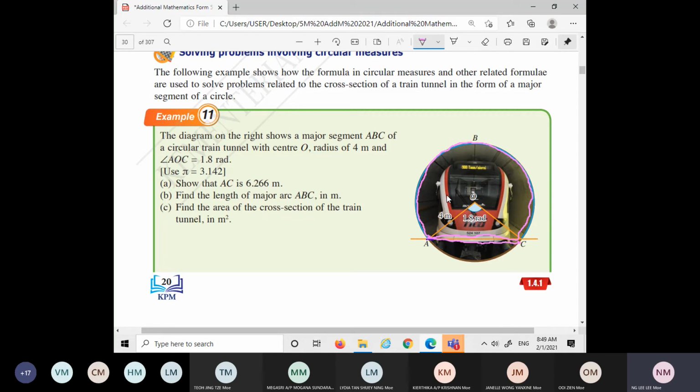Of a circular train tunnel with a center O. This is the center O. Radius 4 meter, and the angle AOC is 1.8 radian. Use pi as 3.142. Show that AC is 6.266. AC is here, this length. First, they want you to get this length. Okay, how to get this length?